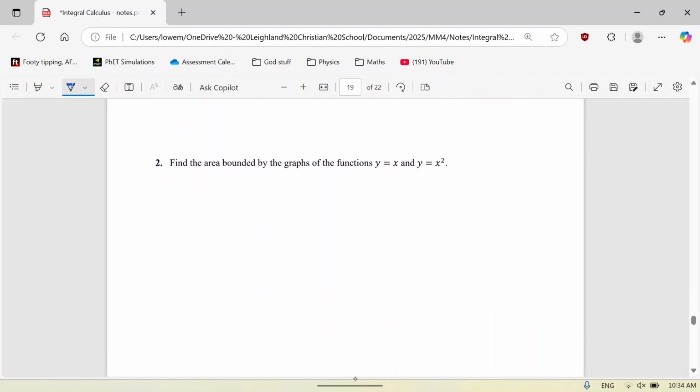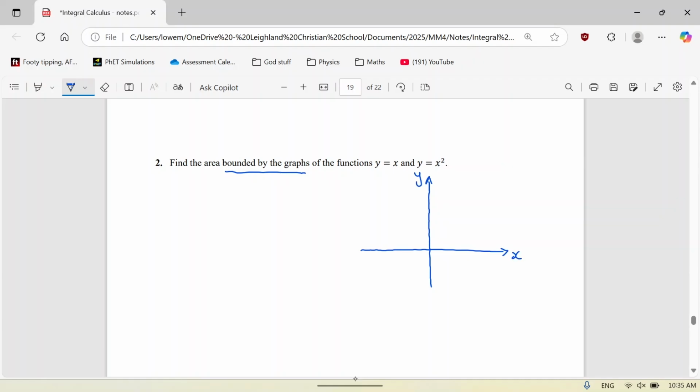Okay. For this one here, finding the area bounded by the graphs of the functions y equals x and y equals x squared. Notice it just says bounded by the graphs. It doesn't give us any x values. So let's just see what that means if we sketch the graph. So let's do that here. Okay, don't need to have a super precise graph.